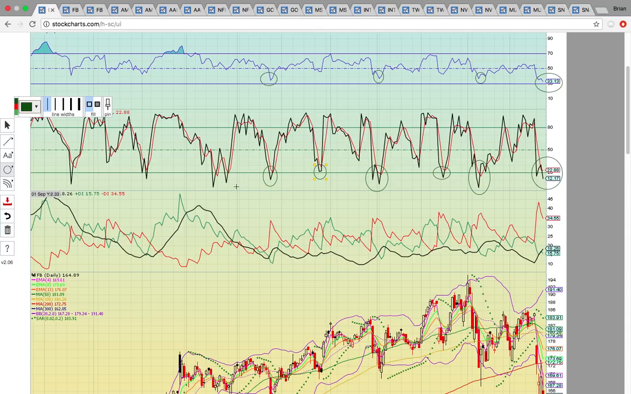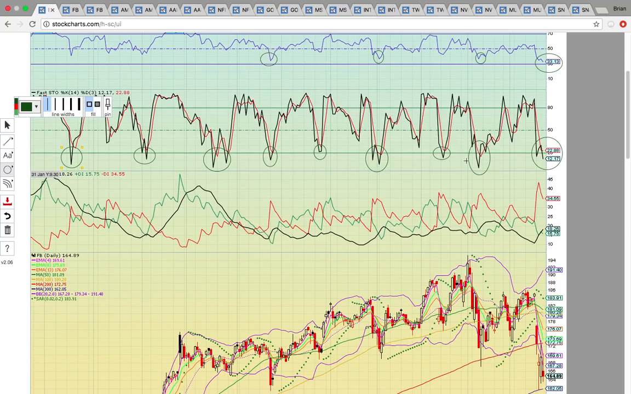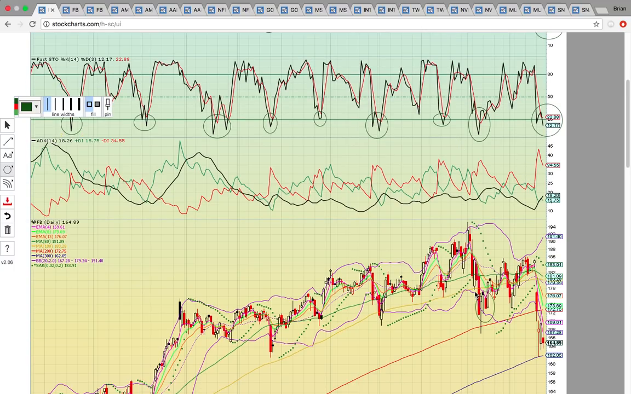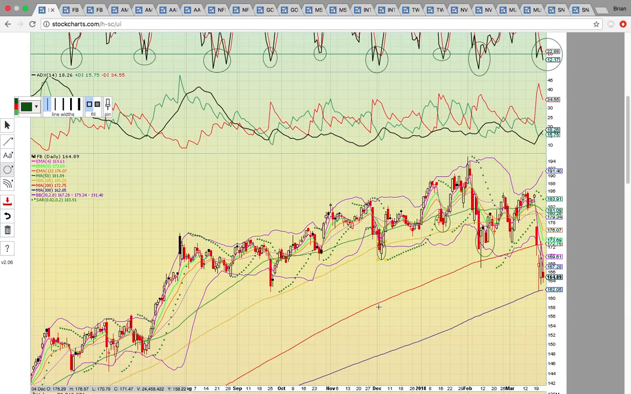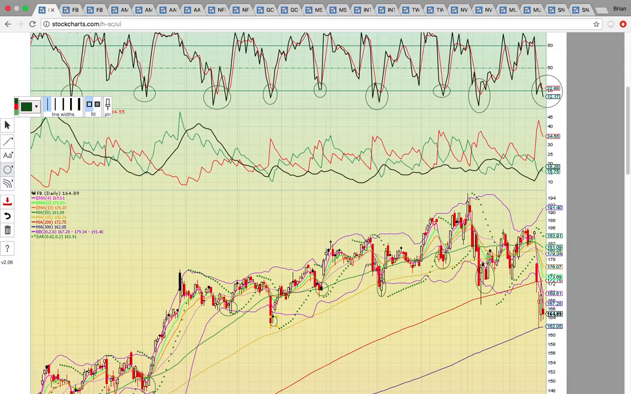Every time it has dropped below 20 in the last year, it has made a nice bounce. As you can see down here, the bounces are followed by each drop down to 20. And so the question is, will history repeat? Will the drop down to 20 once again be followed by the white candles?